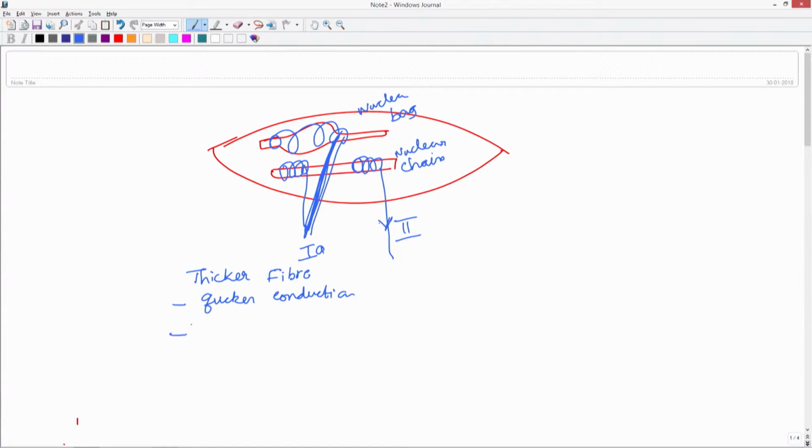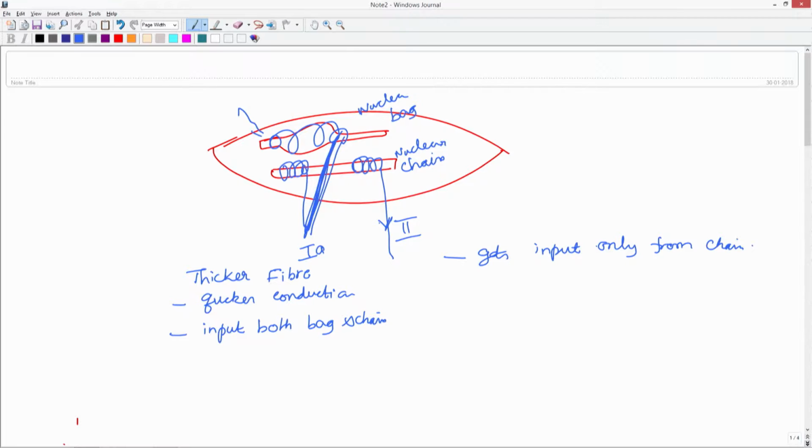Okay. So, this 1A gets input from both bag and chain, and whereas the 2 gets input only from chain. Okay. So, this nuclear bag and the nuclear chain, these are all receptors, just like the receptors we have seen in the tactile receptors, like Pacinian or Ruffini, 4 types of receptors we have seen. So, this is again like a receptor.